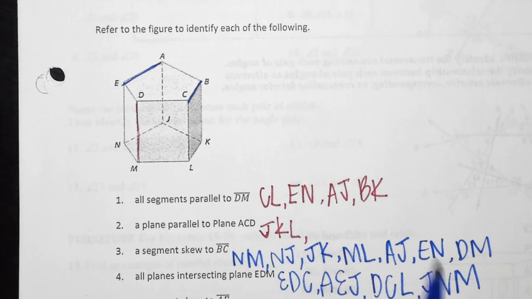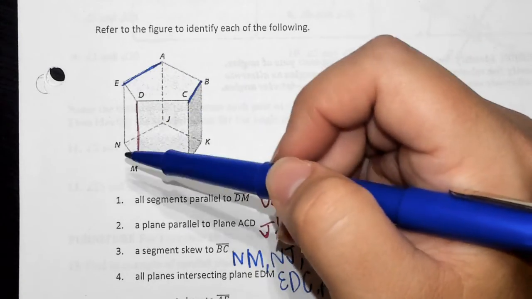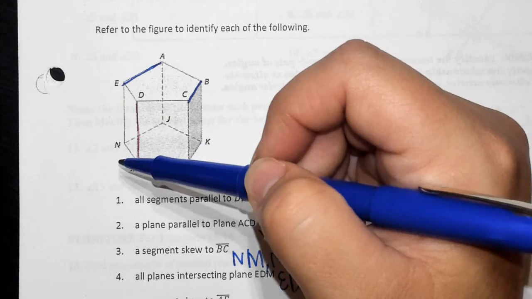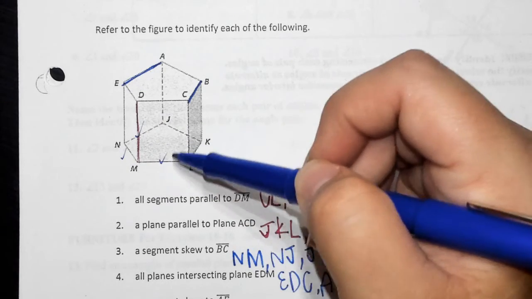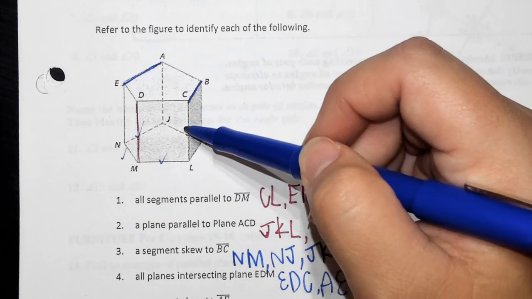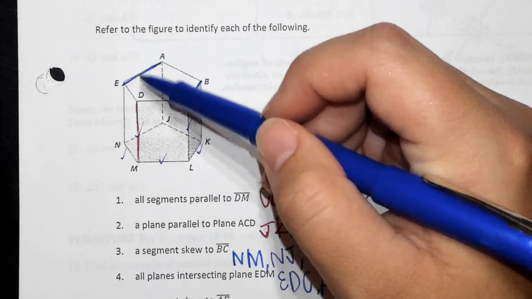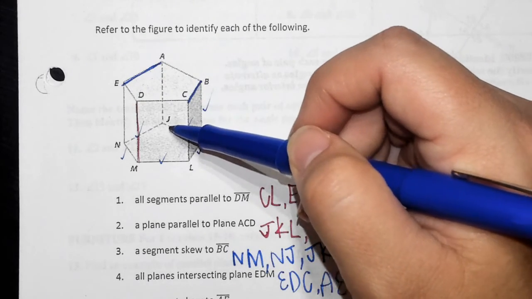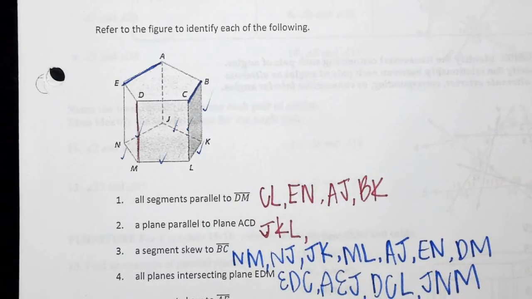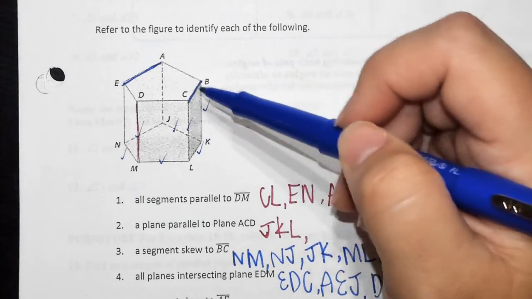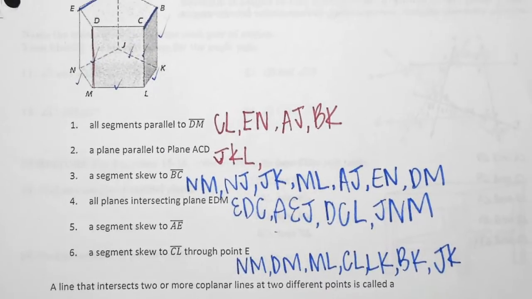If this is AE, you can't use AJ, can't use EN, can't use this bottom one. Can use NM, can use DM, you can use ML, can't use DC, you can use CL, you can use KL, you can use BK, can't use any of these top ones, then you can use the bottom. So that's one, two, three, four, five, six, seven. Can't use AB because it's on the same plane. Can't use AJ because it intersects. Here's the seven I got.